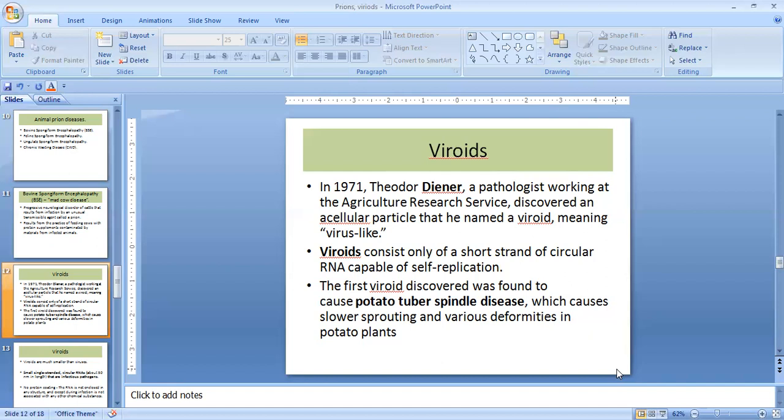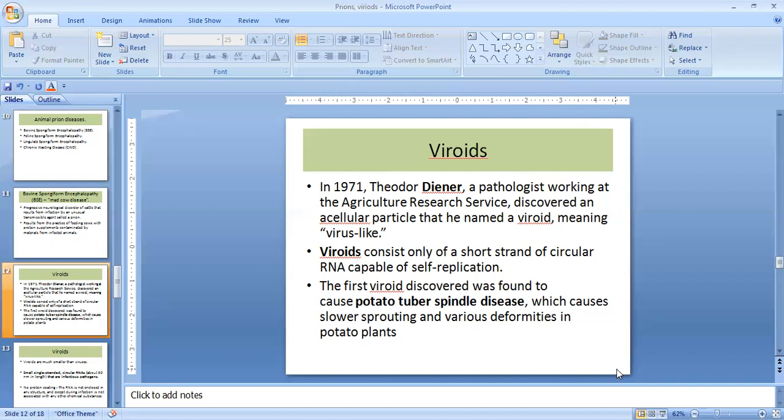Okay, because after viroids, we are going to study another subviral particle, that is virusoids. So when we study virusoids, you need to compare between viroids and virusoids. So don't get confused. Viroids consist of only a single-stranded RNA, which is capable of self-replication.